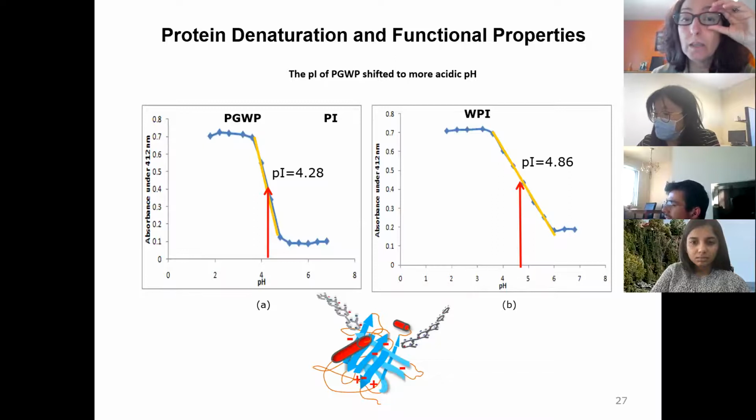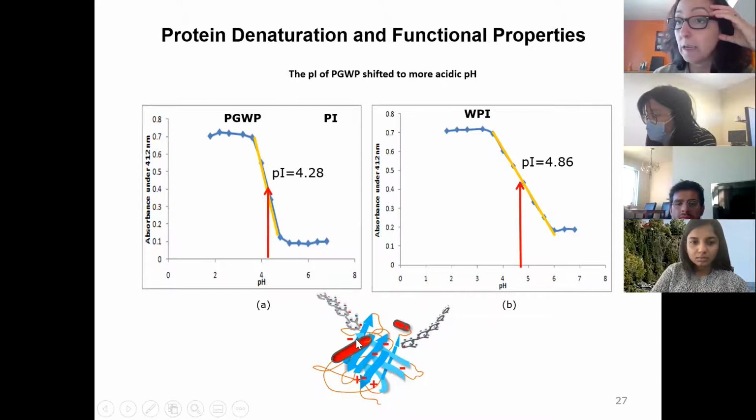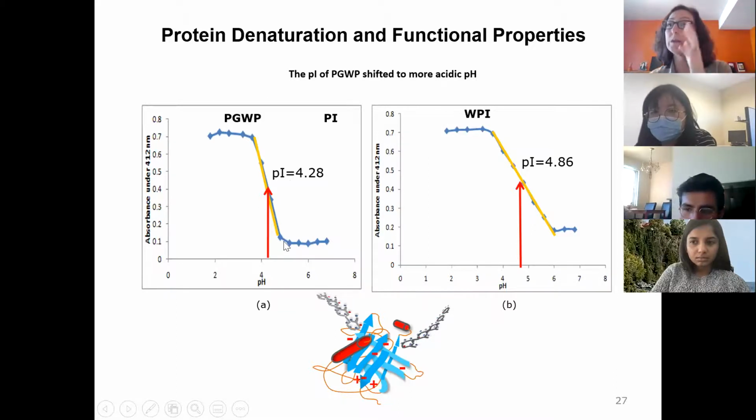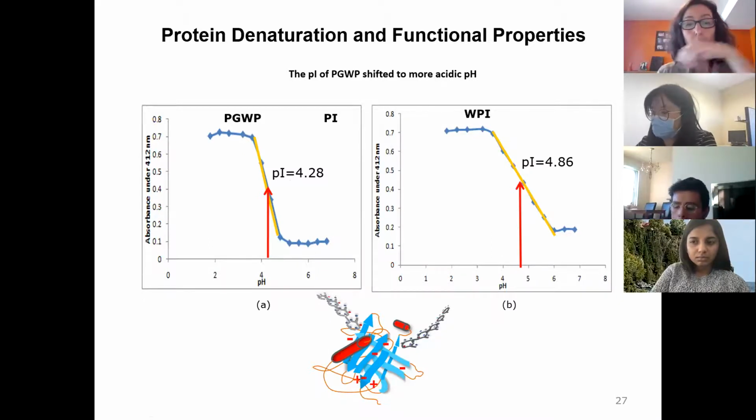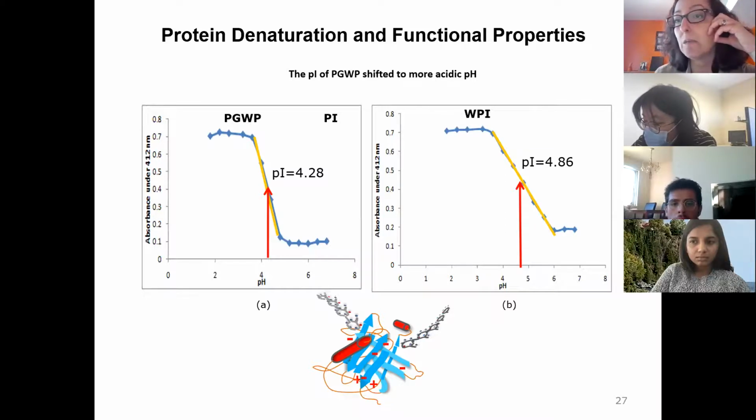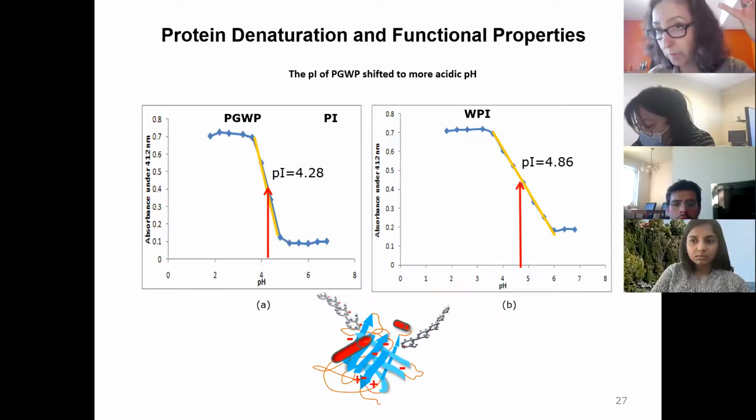So we also looked at change in the isoelectric point, and we noticed that our glycated protein shifted. So it had a lower isoelectric point, which also explained why it remained more soluble around the isoelectric point of regular whey protein. So basically you want to keep in mind, when you want to understand why a functionality changed, a lot of the explanation has to do with how the structure changed, how the surface property changed, how the physical chemical characteristics changed.